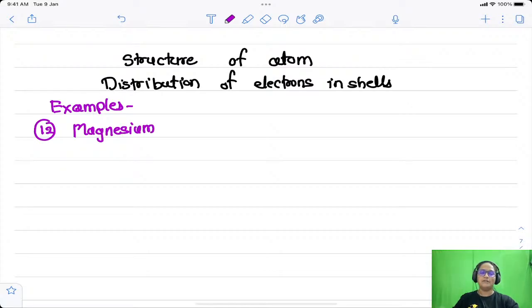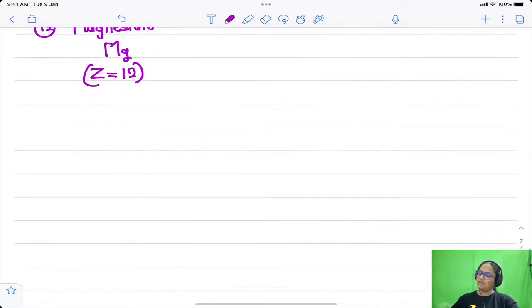So for magnesium the atomic number is 12. As we know, atomic number is nothing but the number of electrons present in that atom, right? So I'll write it down. Mg is the symbol, M capital, g small, and Z, that is atomic number, is equal to 12. That means there are 12 electrons present in it. How to fill those 12 electrons, let us see. So this is the nucleus of the magnesium atom.